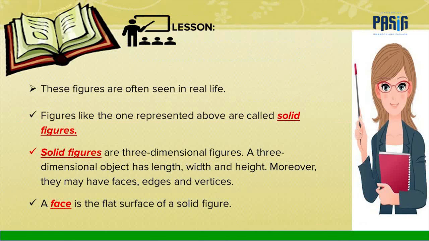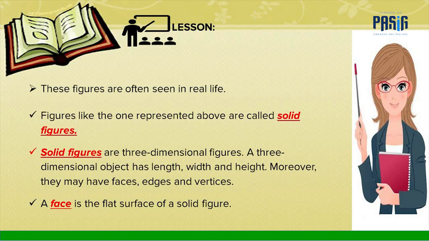These figures are often seen in real life. Figures like the ones represented above are called solid figures. What is a solid figure? Solid figures are three-dimensional figures, three-dimensional objects that have length, width, and height. Moreover, they may have faces, edges, and vertices.